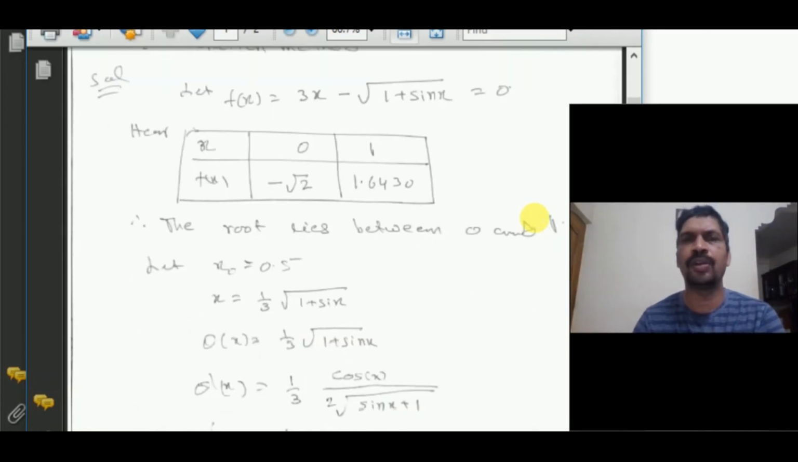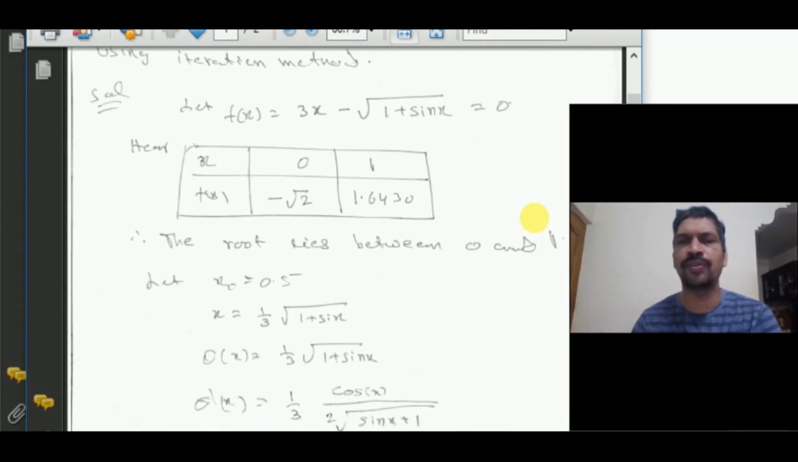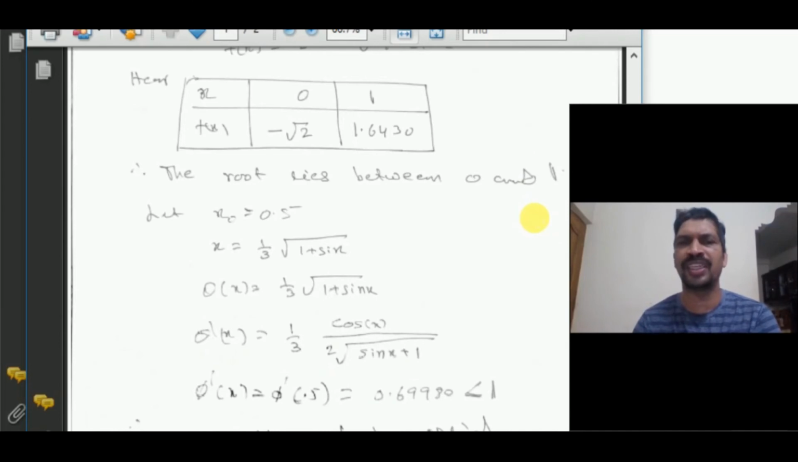From the equation 3x equals square root of 1 plus sin x, we write x equal to 1 by 3 into root of 1 plus sin x. Phi of x equal to 1 by 3 into root of 1 plus sin x. We have to check whether the iteration method can be applied or not. If phi dash of x at x naught is less than 1, the iteration method can be applied. Otherwise, we cannot apply this iteration method.